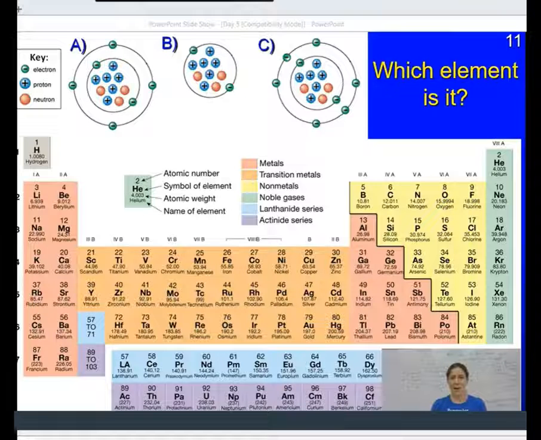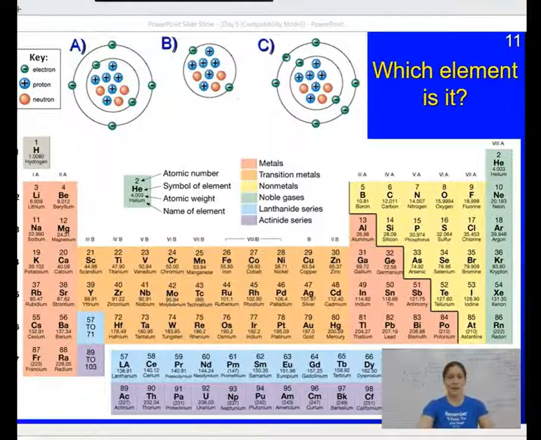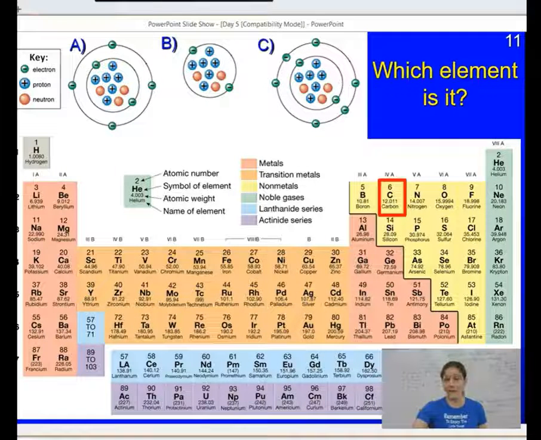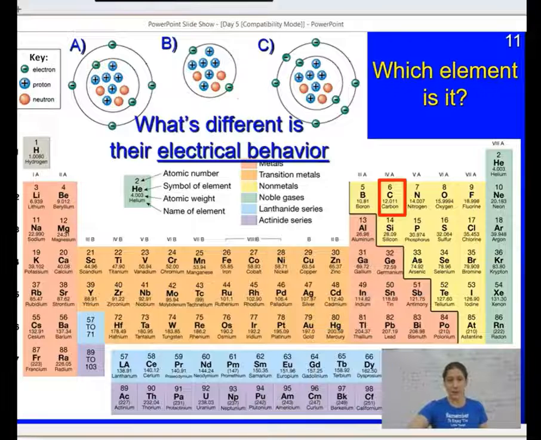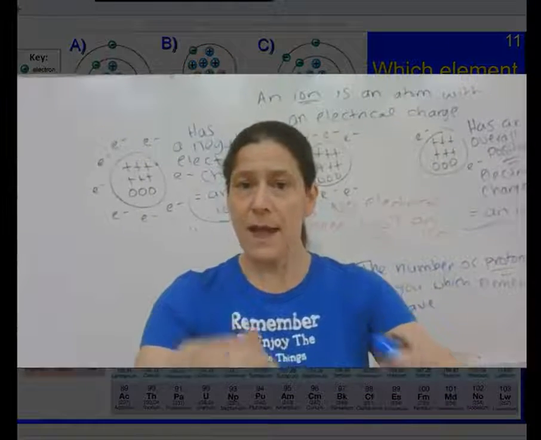So again, how do you know which element you're looking at? It is the number of protons, right? Always looking at the number of protons to know what element you have. Again, these all have 6 protons, so they're all the element carbon. What's different is their electrical behavior. Some are ions. True or false? All 3 are ions. False. Which is not the ion? The first one, because it has equal numbers of protons and electrons. Option B has more protons than electrons. It has an overall positive charge. It is an ion. Option C has more negatives than positives. It is also an ion.